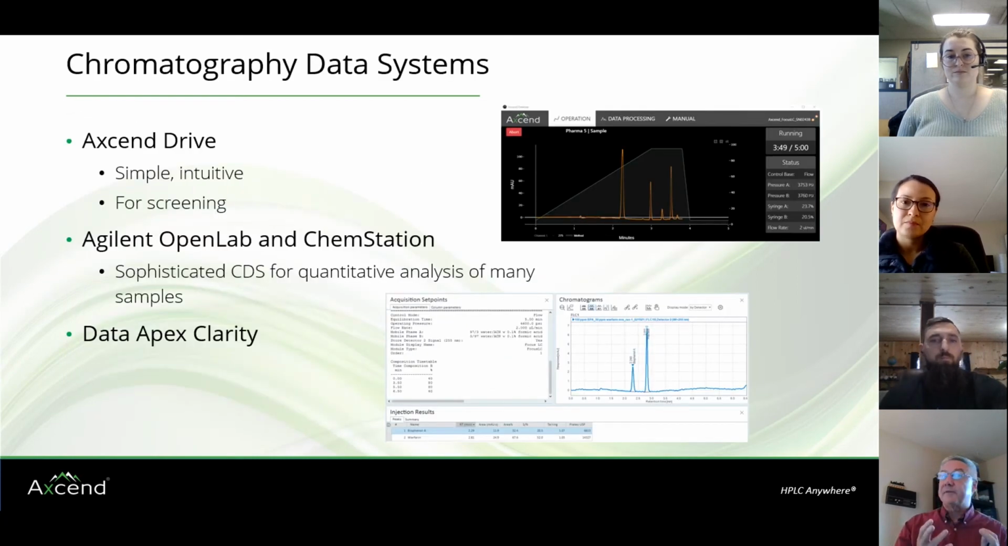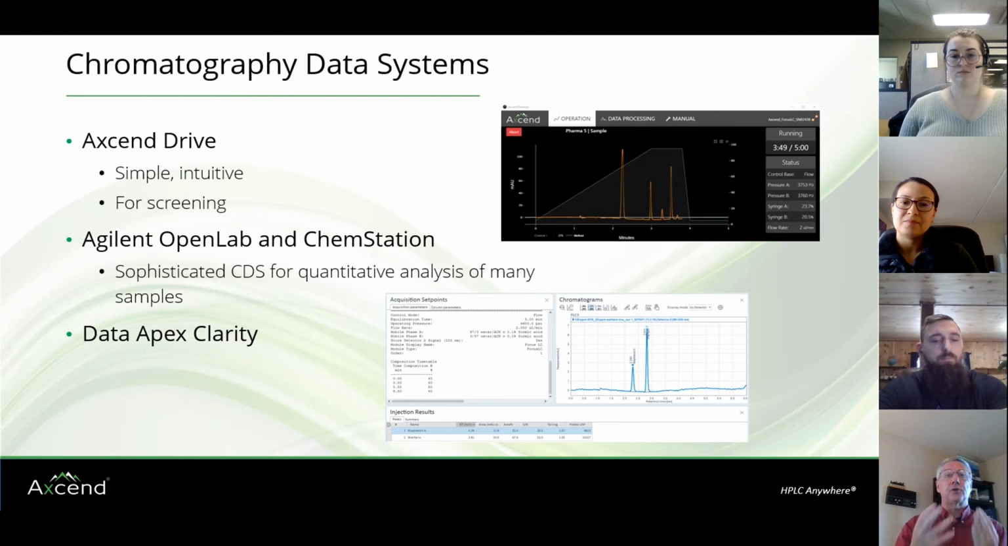We offer a variety of data systems. Everybody has a data system they love. Well, we picked 3 to standardize on. One is our own software, which is included with the instrument for screening, and it's very simple and intuitive. We have taught total non-scientists, for example, U.S. Air Force personnel or sailors in the Navy or oil field workers to use Axcend Drive in a way that gets them data. But if you need more sophisticated data analysis, and most of you will, Agilent's Open Lab and ChemStation are available. Data Apex Clarity is available, and Chrome Perfect, which is a software package, is also available.